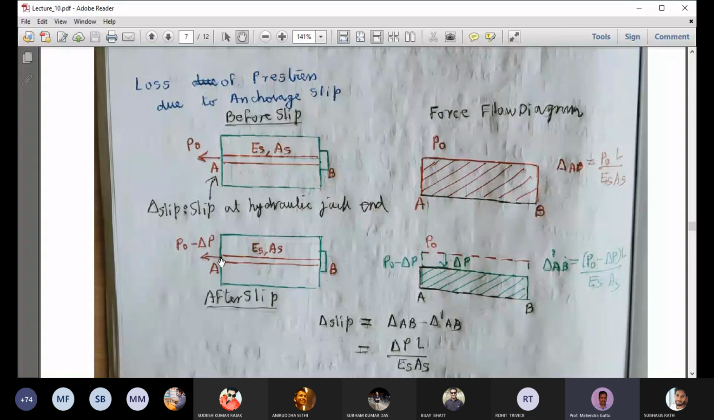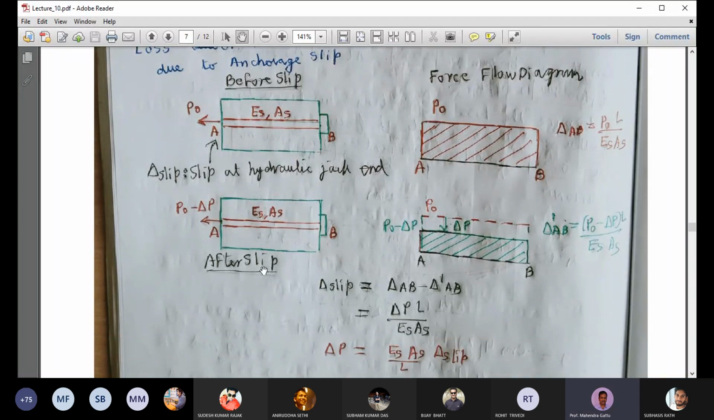So because of the slip, there is a reduction in the axial force along the cable, and that reduction is delta P. So the new axial force along the cable is P naught minus delta P. Okay, so this is what is happening after slip. Again, since there is no wobbling and since there is no curvature, there is no friction loss and no wobbling loss. So we have a uniform state of stress along the cable, and that uniform state of stress is shown here. We draw the force flow diagram.